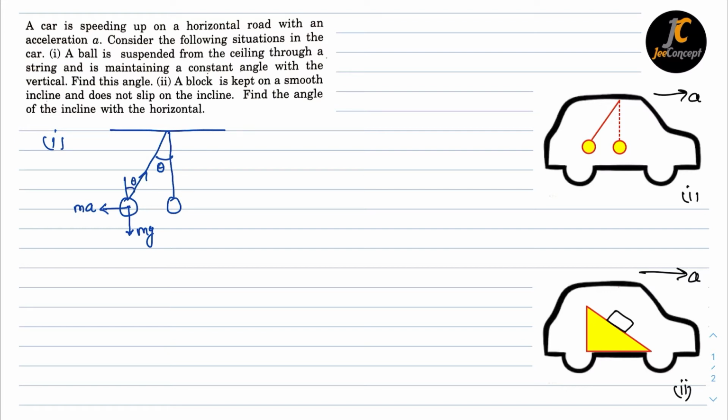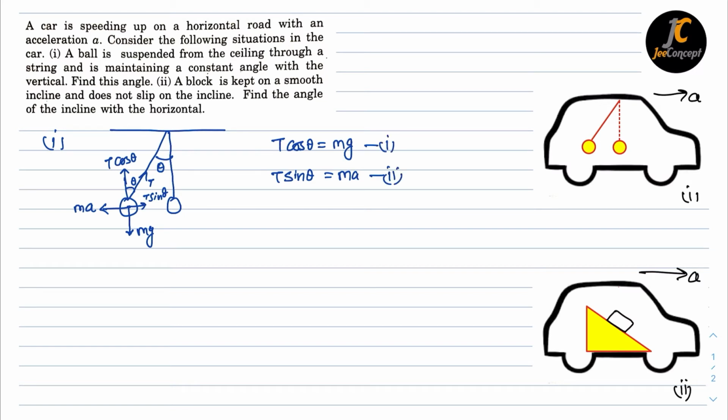So that means there will be two components of this tension T. One is T cos theta and the other one is T sin theta, right? And the ball is in equilibrium and maintaining a constant angle. So that means the forces will be balanced, right? So we can say T cos theta should be equal to mg and T sin theta should be equal to m into a. Let's say this is equation 1 and this is equation number 2.